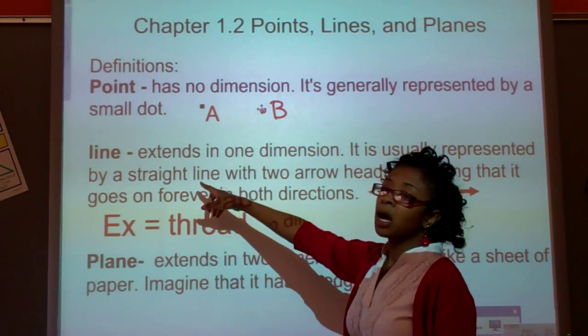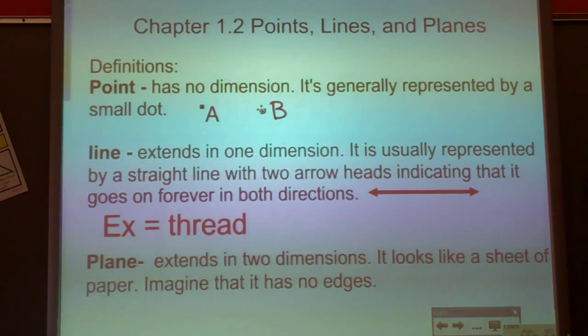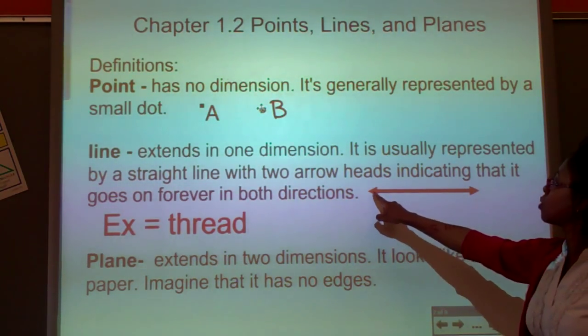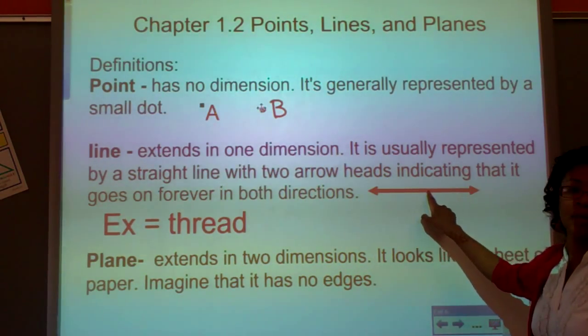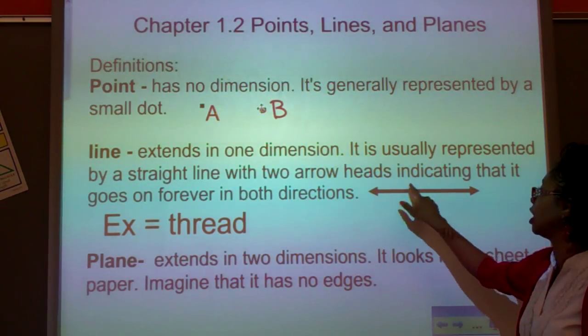A line simply extends in one dimension. It is usually represented by a straight line with two arrowheads indicating that it goes on forever in both directions. This is the representation of a line. There is an arrowhead on both ends.